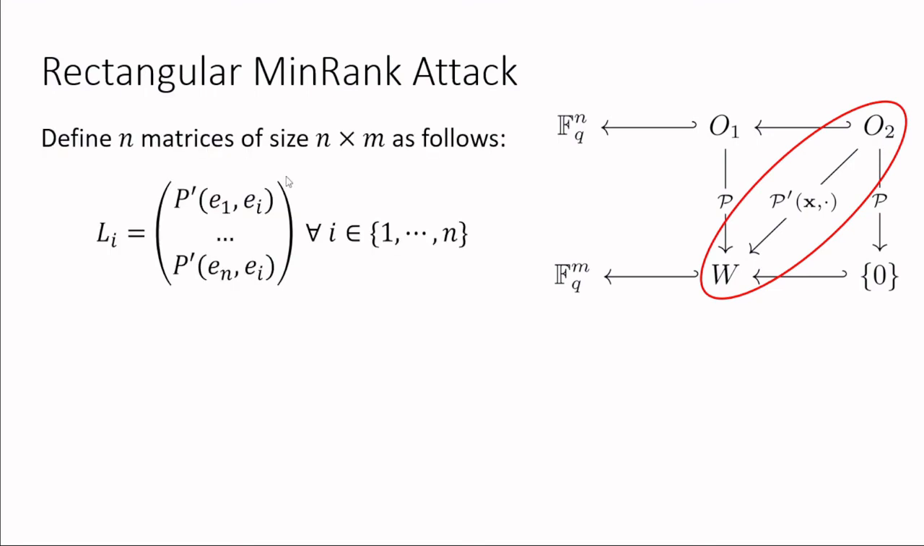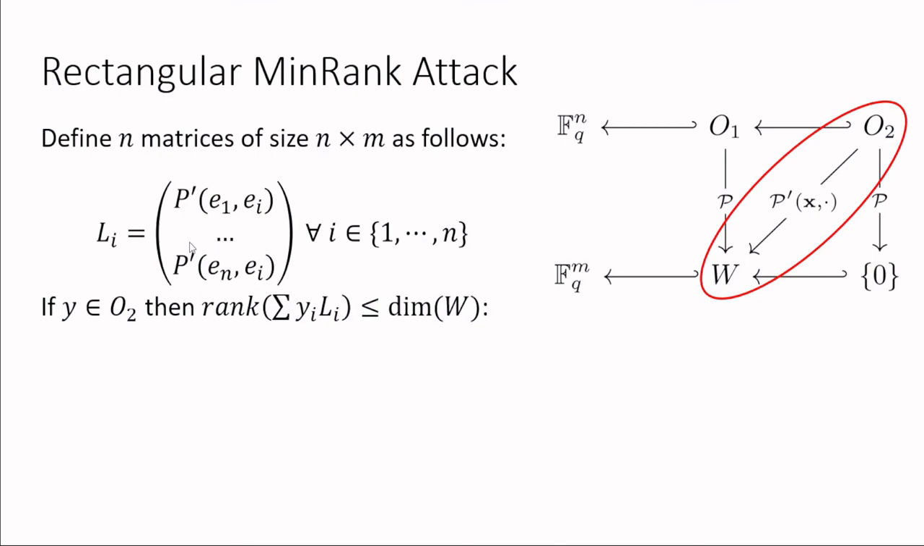So we're going to look at these matrices. We have n matrices, L1, L2, up to Ln. And each matrix has n rows and m columns, because every row is an evaluation of our differential. The first slot is Ej, where j is the number of your row, and the second slot is Ei, where i is the index of the matrix.